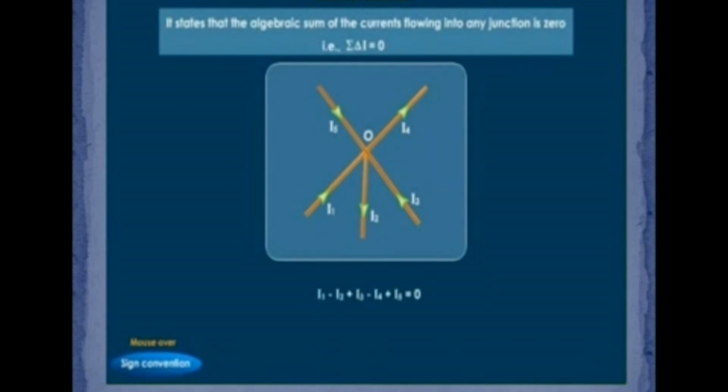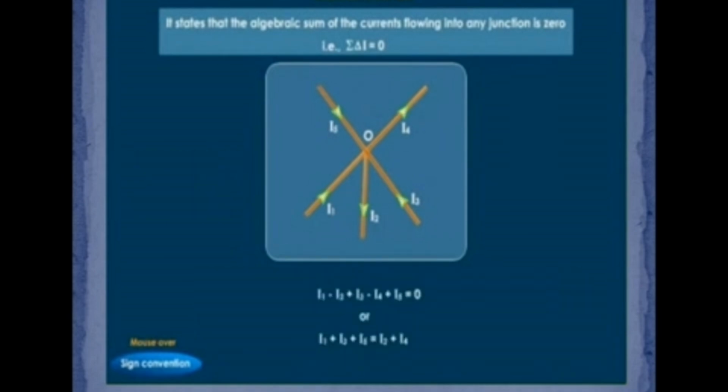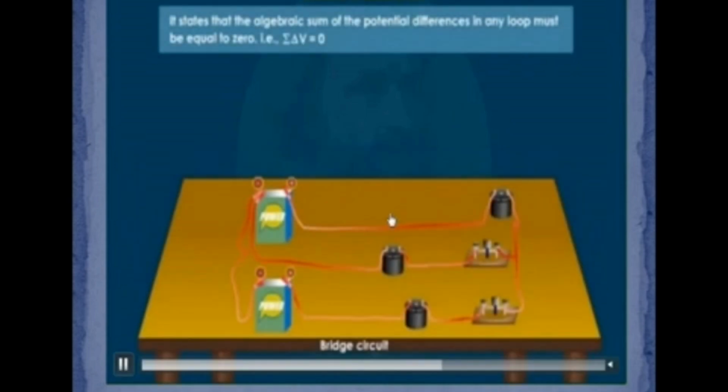So the sum of all the currents: I1 minus I2, because I2 is moving in an outward direction, plus I3 minus I4 plus I5 equals 0. Or we can take the two negative currents to the other side: I1 plus I3 plus I5 equals I2 plus I4. So current flowing towards the junction is taken as positive and away as negative, so the total current becomes 0. It's called Kirchhoff current law.